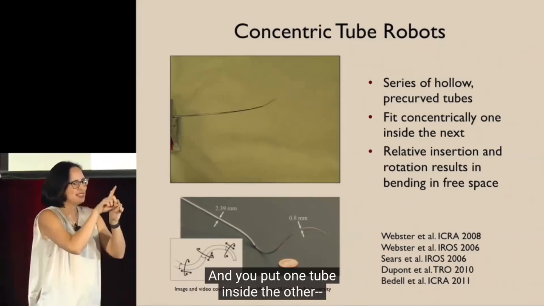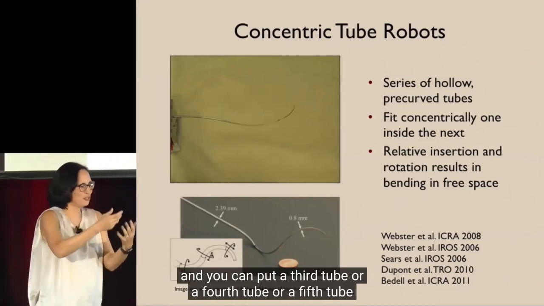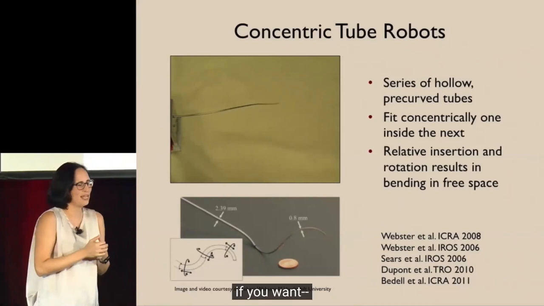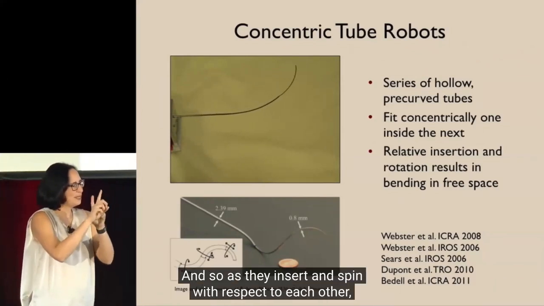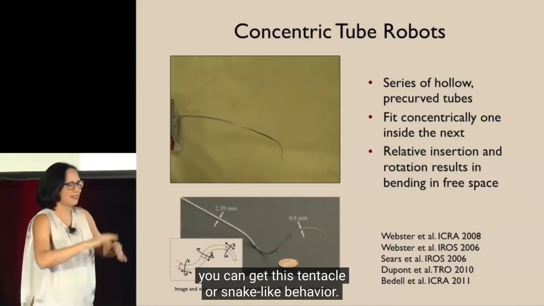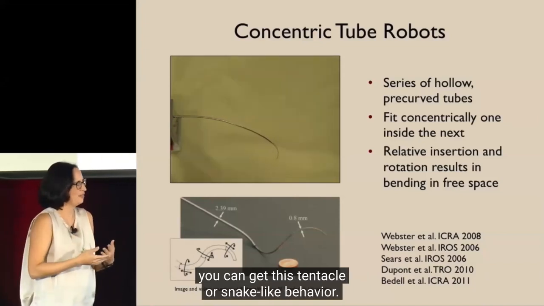And you put one tube inside the other, and you can put a third tube or a fourth tube or a fifth tube if you want. And you pre-curve those tubes. And so as they insert and spin with respect to each other, you can get this tentacle or snake-like behavior.